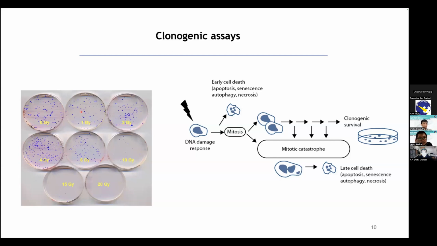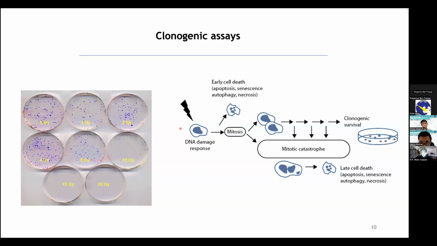And you can see that indeed with increasing radiation doses, you get fewer cells that survive and that can form a colony, because that's important. If they just survive, it's not sufficient. We have to show that they lose clonogenicity. And this you can see here, right?